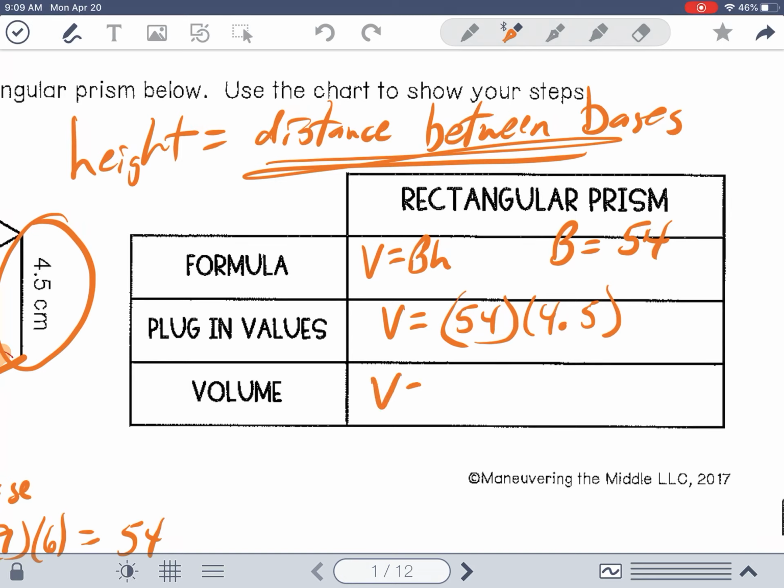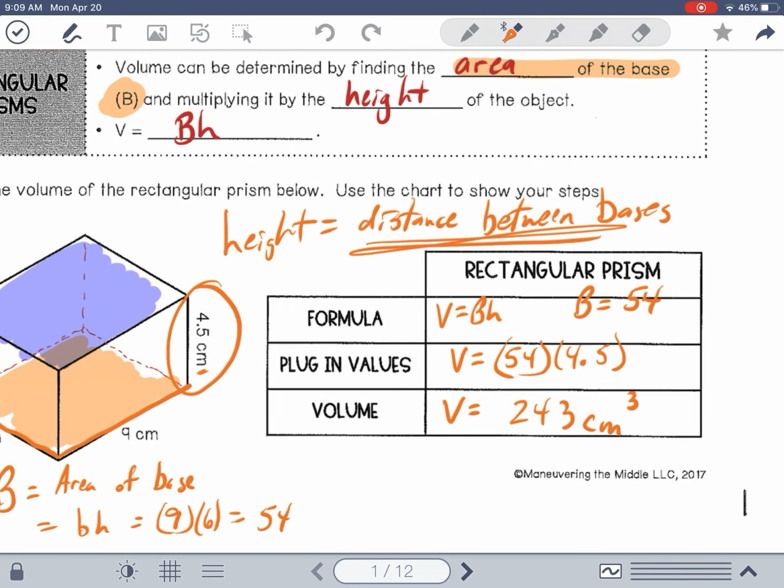So now I'm not going to work through all the math for you, but I will tell you that's 243. Now this is what's very important. Volume units, we have centimeters. Volume units are cubed. We multiplied 3 numbers, so we have cubed. That's our volume. Volume is always a cubic unit, whatever that unit might be, in this case, centimeters. That is a rectangular prism.